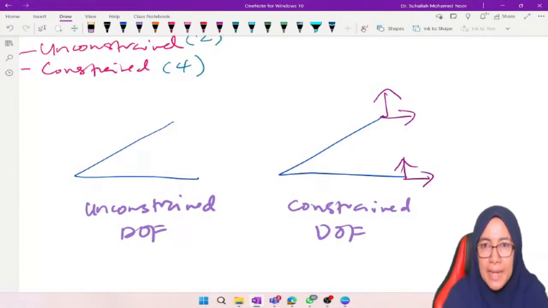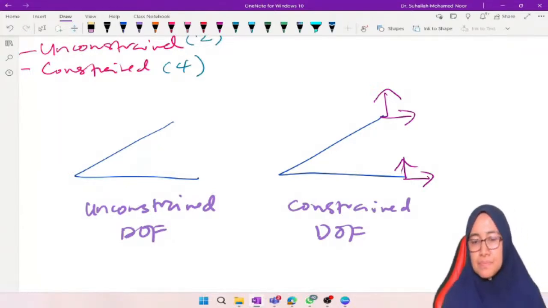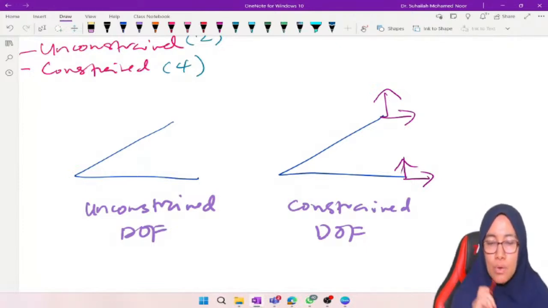The remaining 2: only 4 DOF are in constraint, so the remaining 2 will be put in the unconstrained system. The remaining 2 is located at the unconstrained system to complete all 6.